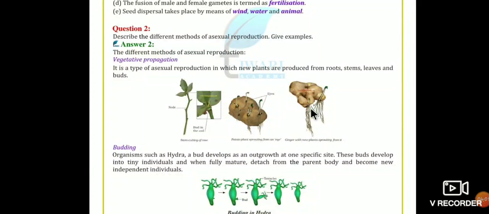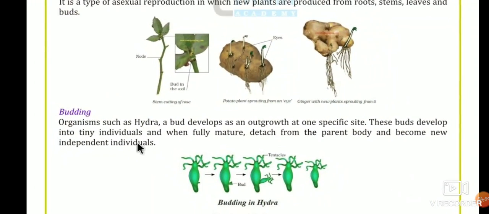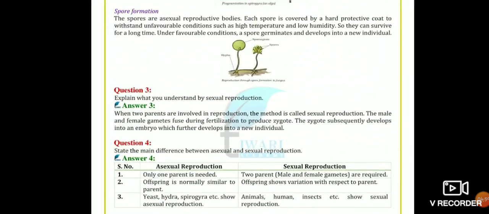The next one is budding. In organisms such as hydra, a bud develops as an outgrowth at one specific site. These buds develop into tiny individuals, and when fully mature, they detach from the parent body and become new independent individuals.